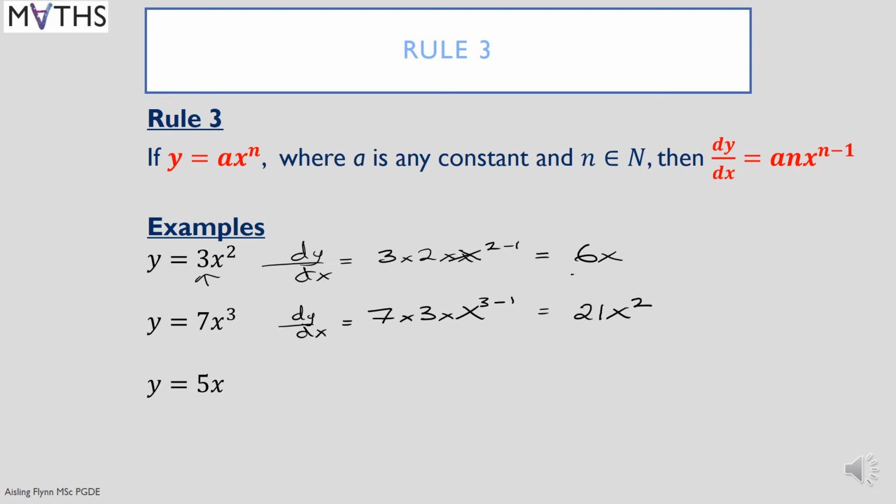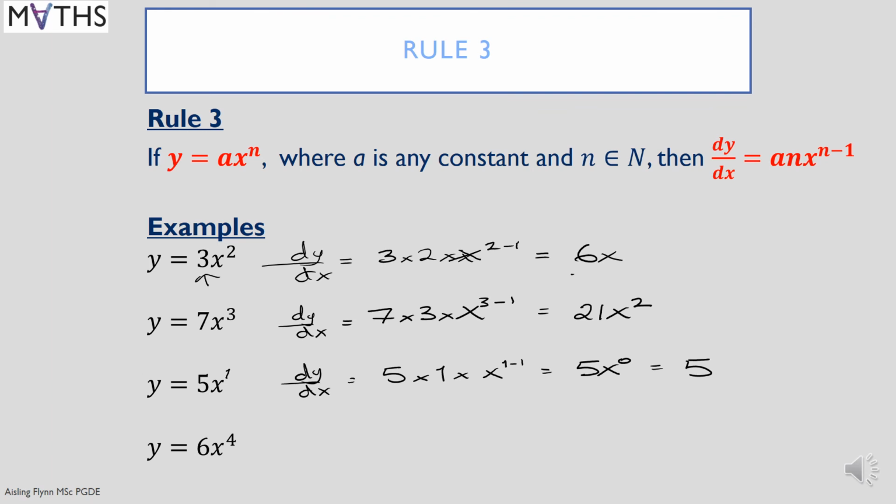Again, if you don't see a power, write in a power of 1, if it helps. My dy/dx will be equal to 5 times 1 is the power times x to the power of 1 minus 1. Okay, so we're going to get 5 times x to the power of 0, and anything to the power of 0 is just 1, so the answer is just 5. And as you practice this, you don't go through this procedure each time. You get good at it and you're just able to write down the result.